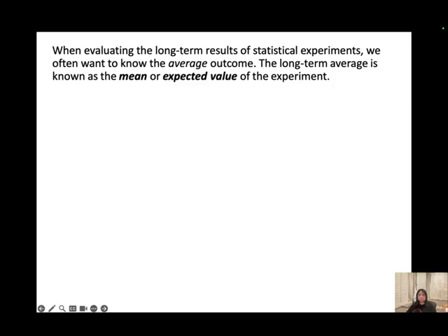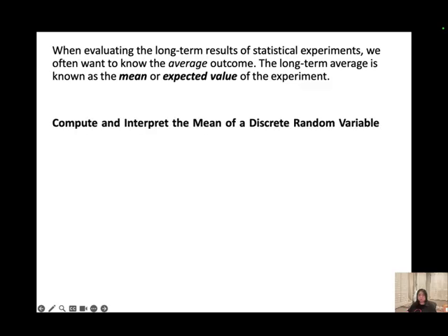When evaluating the long-term results of statistical experiments, we often want to know the average outcome. The long-term average is known as the mean or expected value of the experiment. So for the probability distribution, we need to know how to find the mean, also called expected value. We need to know how to compute and interpret the mean for a discrete random variable.